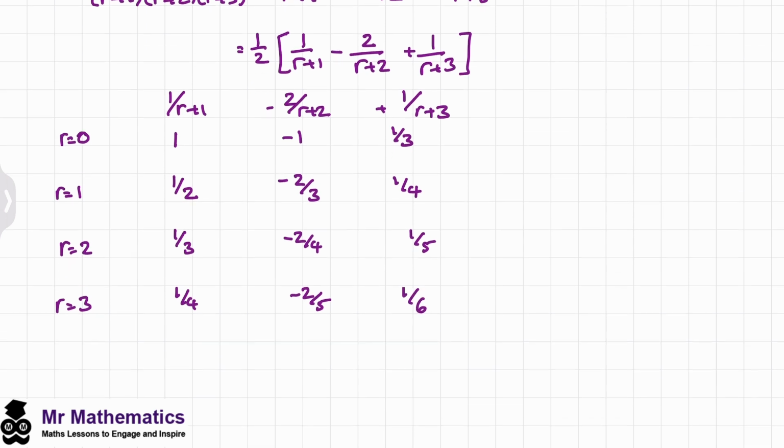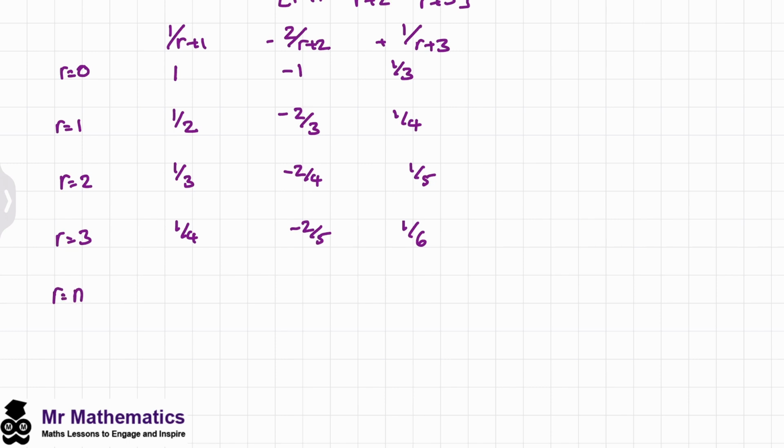Now if we substitute in when r equals n minus 1, we'll replace this r with n minus 1. The -1 and +1 will cancel, so we get 1 over n. N minus 1 plus 2 will give us -2 over n plus 1, and n minus 1 plus 3 will become 1 over n plus 2. Then finally, we'll substitute in r equals n. This becomes 1 over n plus 1, minus 2 over n plus 2, and 1 over n plus 3.